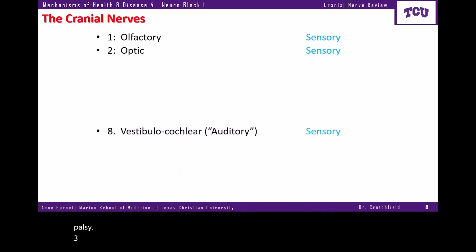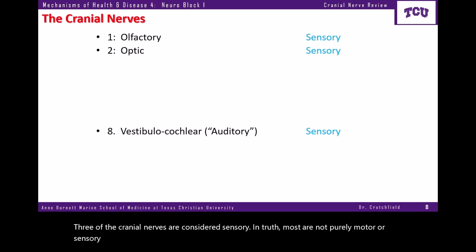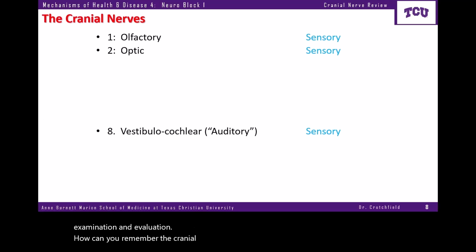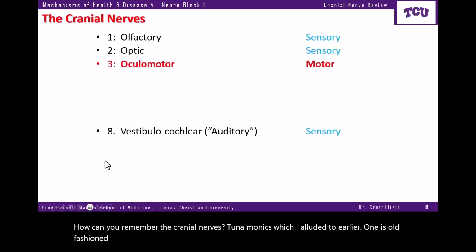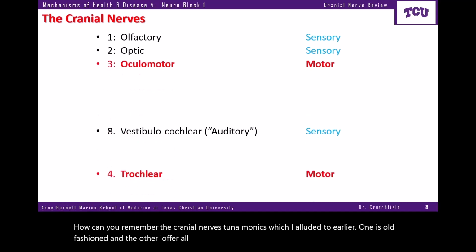3 of the cranial nerves are considered sensory. In truth, most are not purely motor or sensory, but for our purposes and for ease of learning them, it's close enough for clinical examination and evaluation. How can you remember the cranial nerves? Well, 2 mnemonics, which I alluded to earlier. One is old-fashioned, and the other I offer also for educational purposes.